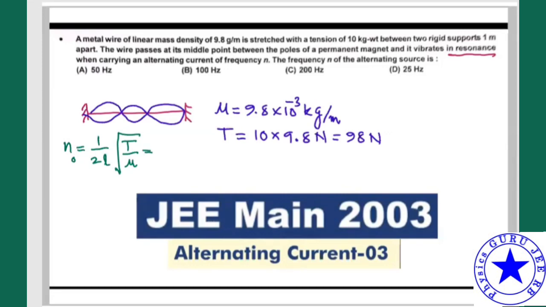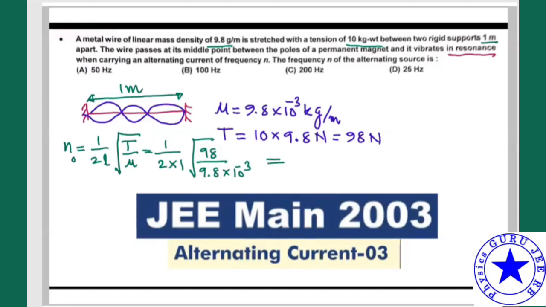What is L here? The length is given, the tension is given, and the linear density is given. There are two rigid supports 1 meter apart, so the length of the wire is 1 meter. Simply substitute: 1 by 2 into 1, under root of the tension 98 newtons divided by 9.8 into 10 to the power of minus 3.